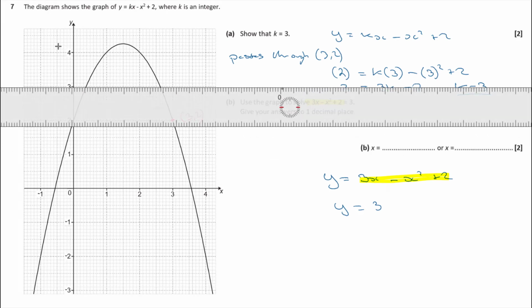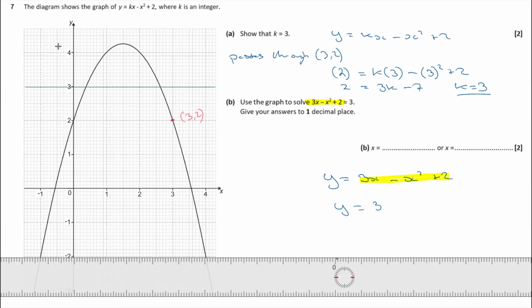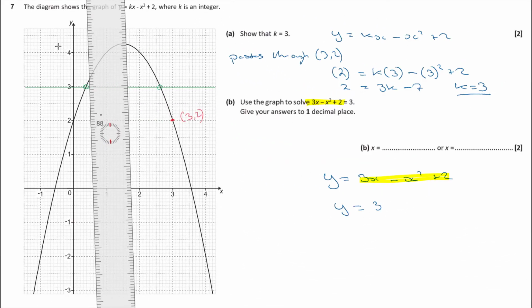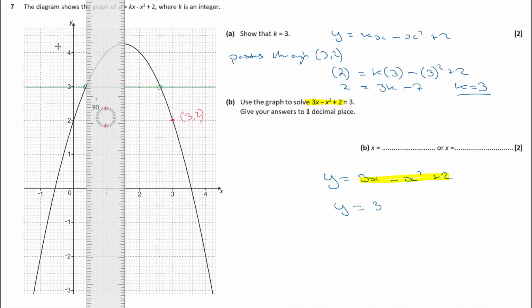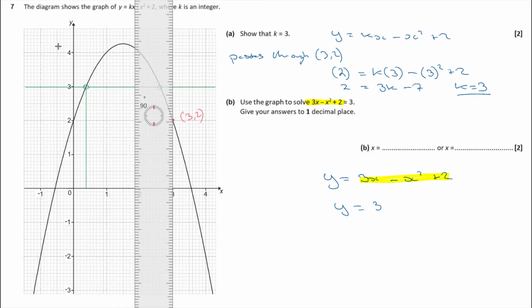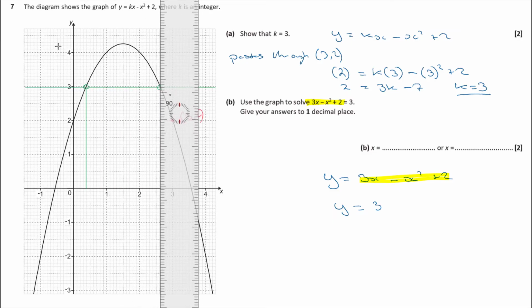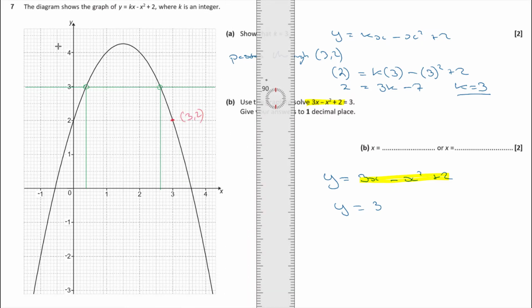Let's just draw that line on. And where does that line cross the curve? It crosses here, look, and here. So what we want is the x values of those 2 points where it intersects. So we're just going to drop a line down from those points of intersection down to the axes, so I can read it off nicely. So there, I think. Okay, so I want those 2 values there and there.